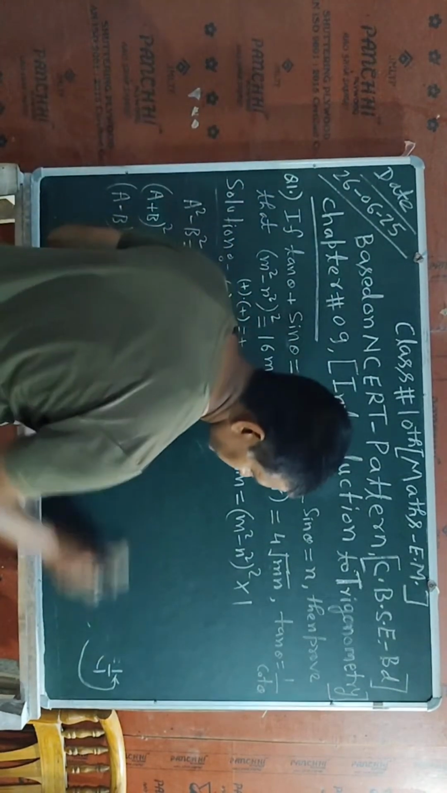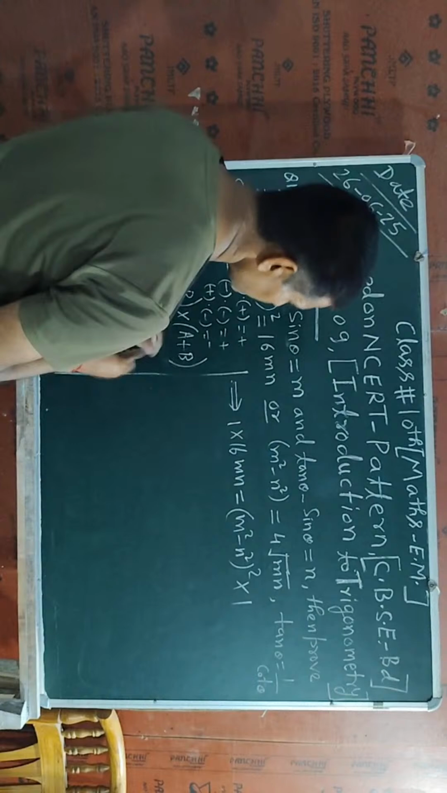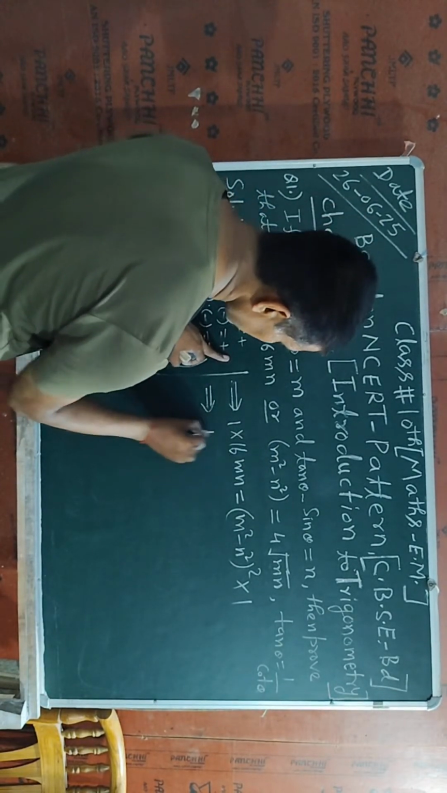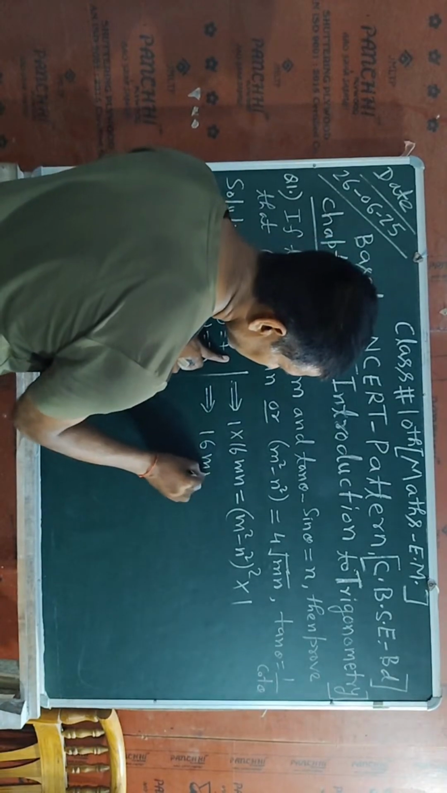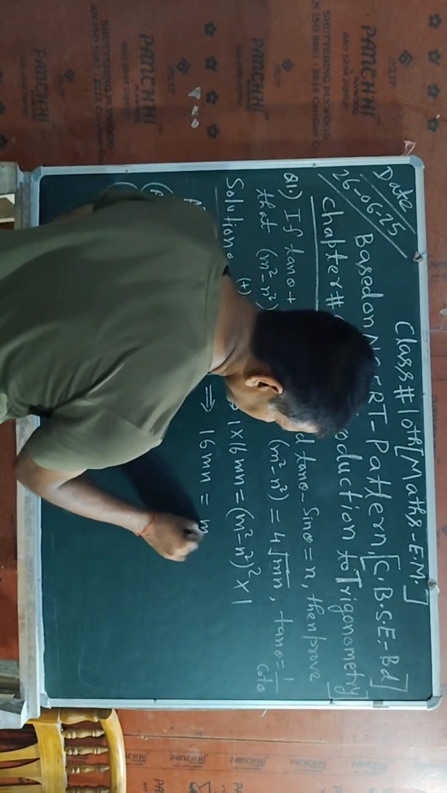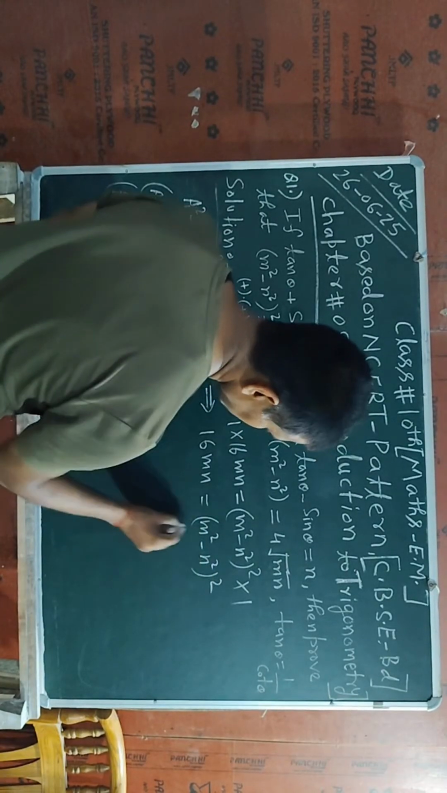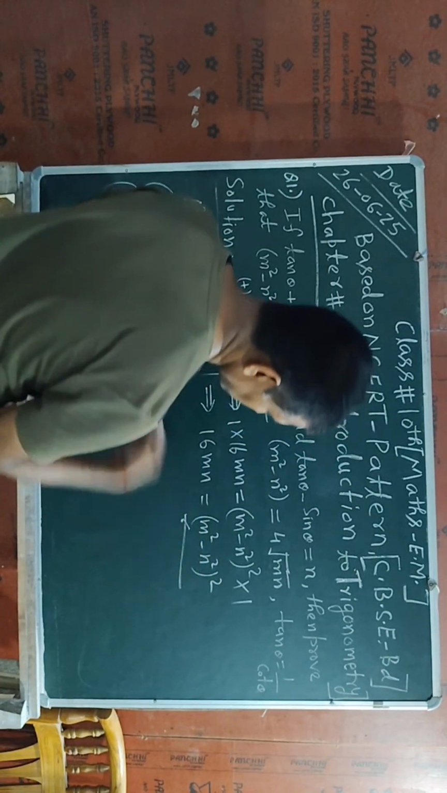Now below information I am going to erase and above information I will simplify. So 1 into 16m, so I will write here 16m which is equal to m square minus n square whole square. Okay, this is the right hand side data, I will put in left hand side data.